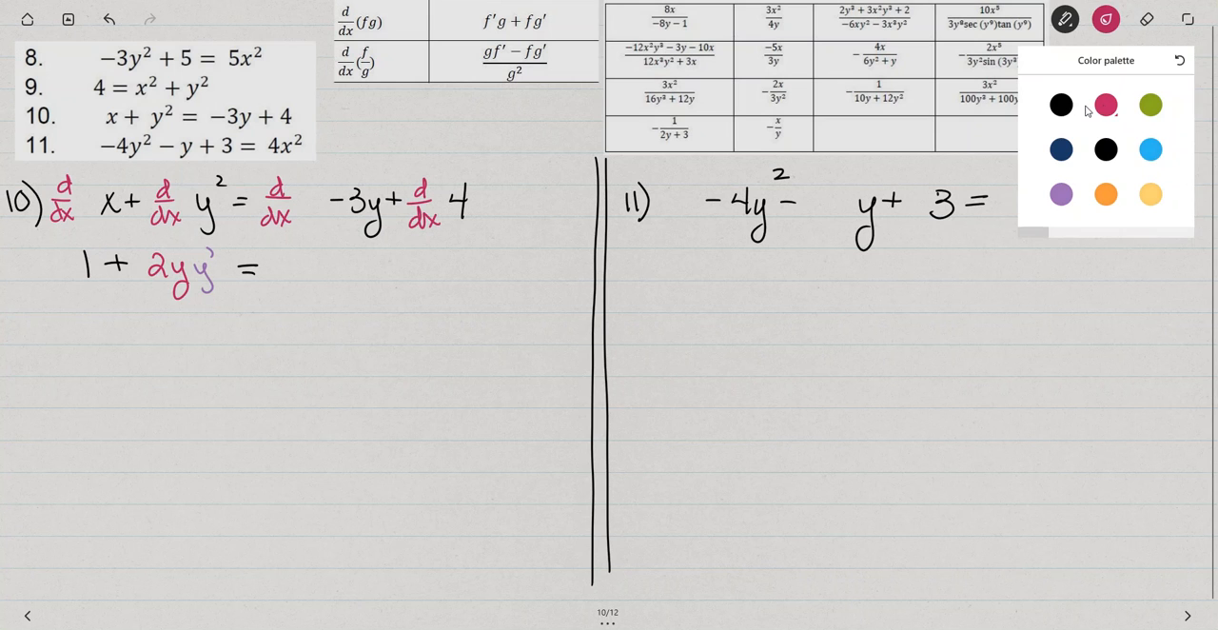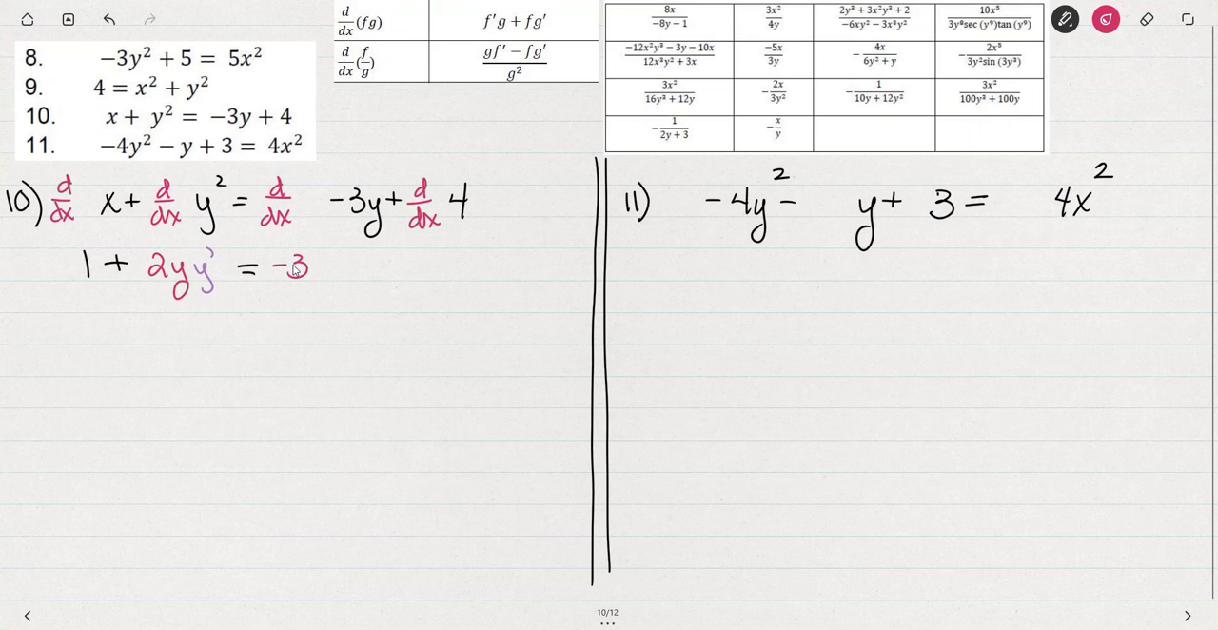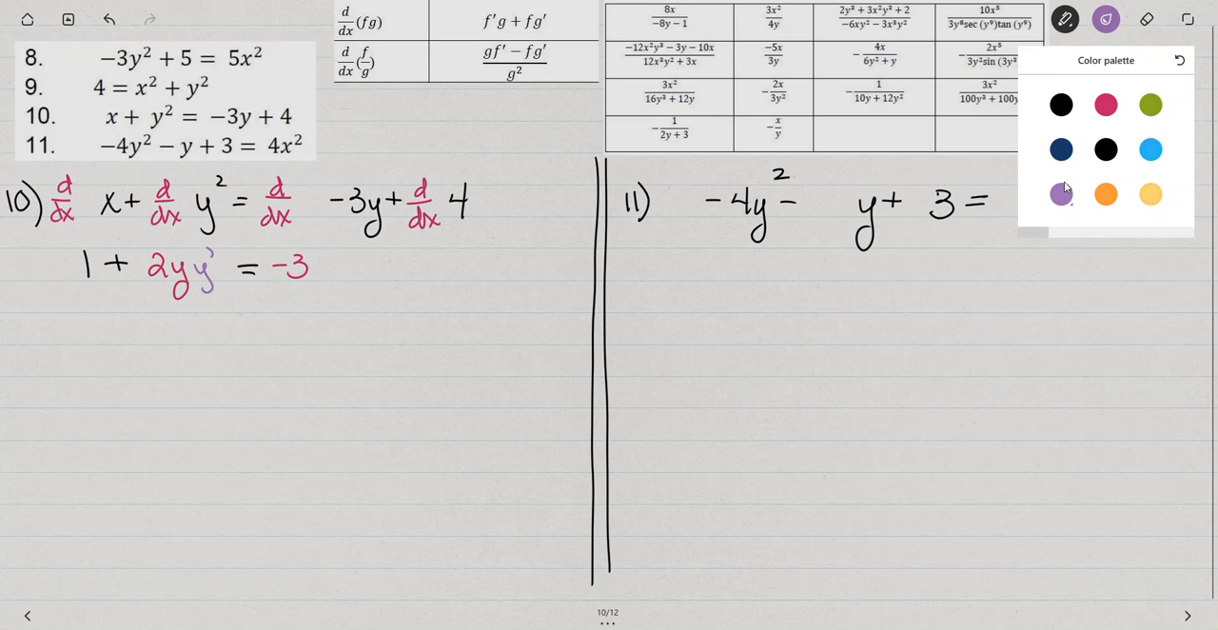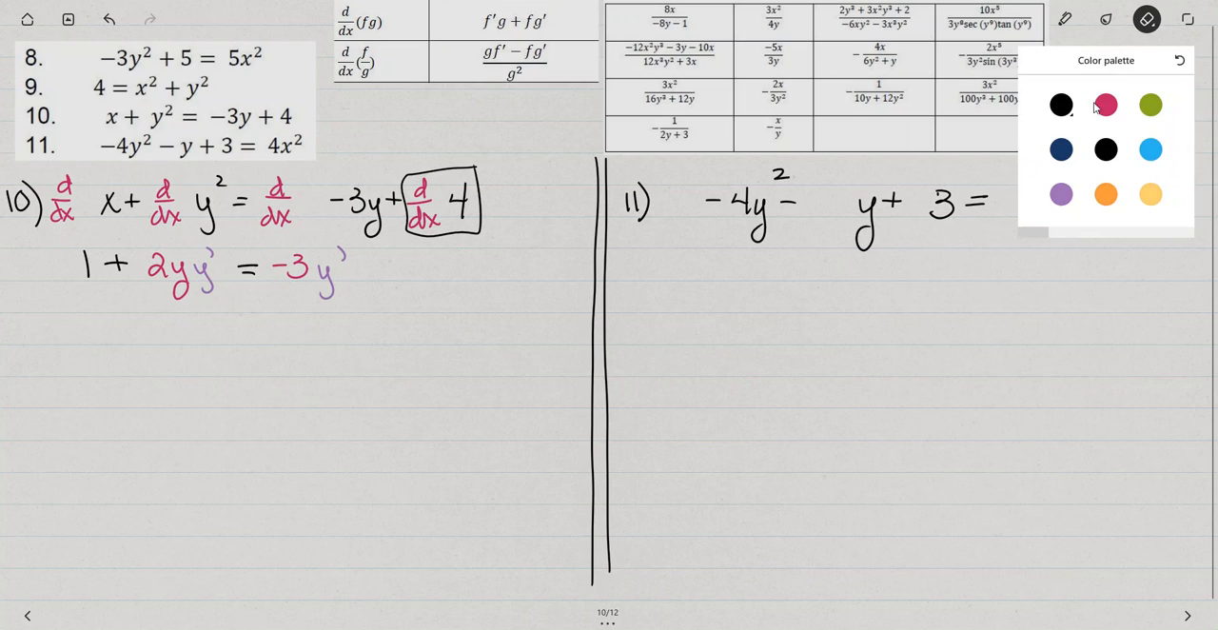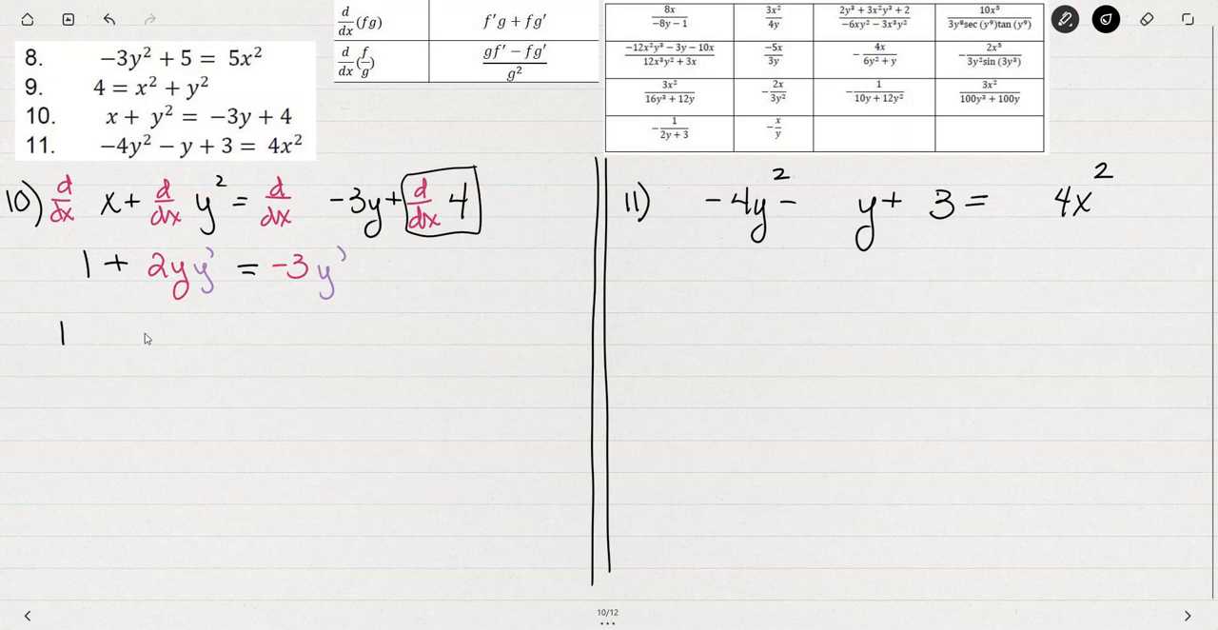Negative 3, and then chain that y prime, plus 0. I don't really have to write that, right? But the derivative with respect to x of a constant 4 is just 0. I don't have to show that, right? Next, I'm going to isolate the y primes. So to isolate the y primes, I could subtract 2y y prime from both sides. So I'm left with a 1 on this side.